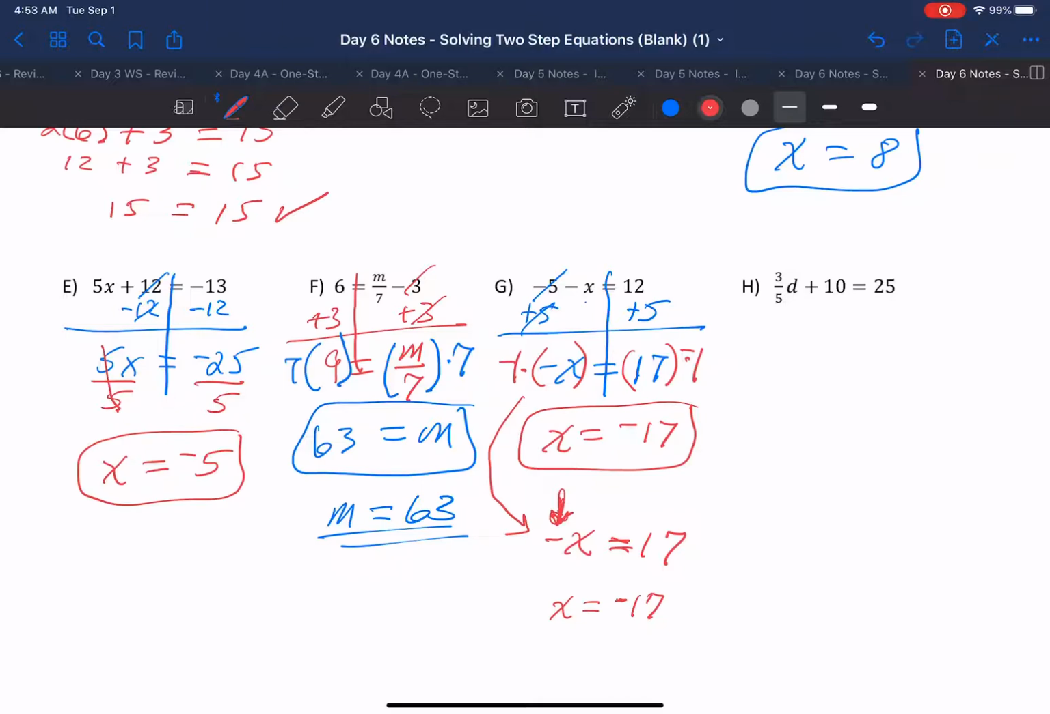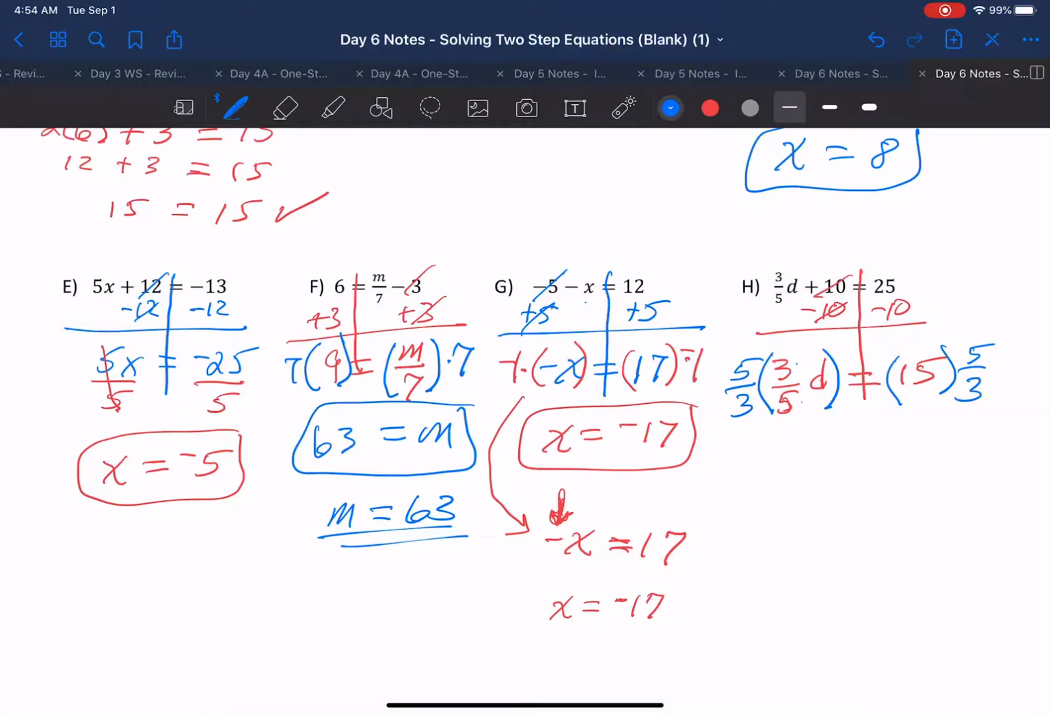Last example. All right. 3/5 times d, some number d, you can read it that way. 3/5 times some number d plus 10 equals 25. Minus 10, minus 10. That got rid of my 10s. 3/5 times some number d equals 25, take away 10, 15. Okay, the reciprocal of 3/5 is, I hope you're saying it out loud. You need to learn what reciprocal means. The faster you do, the better you're going to be. Reciprocal just means flip it.